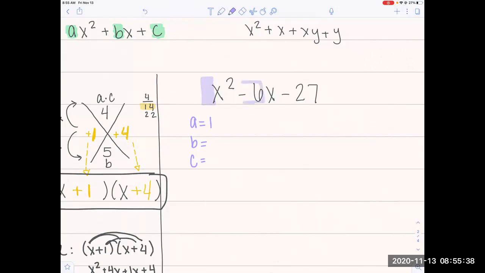B, the number in front of x, is negative 6. And then C is negative 27. Just a reminder, in minus 6x minus 27, the negative sign is going to go into B and C. So I'll have B equals negative 6 and C equals negative 27.